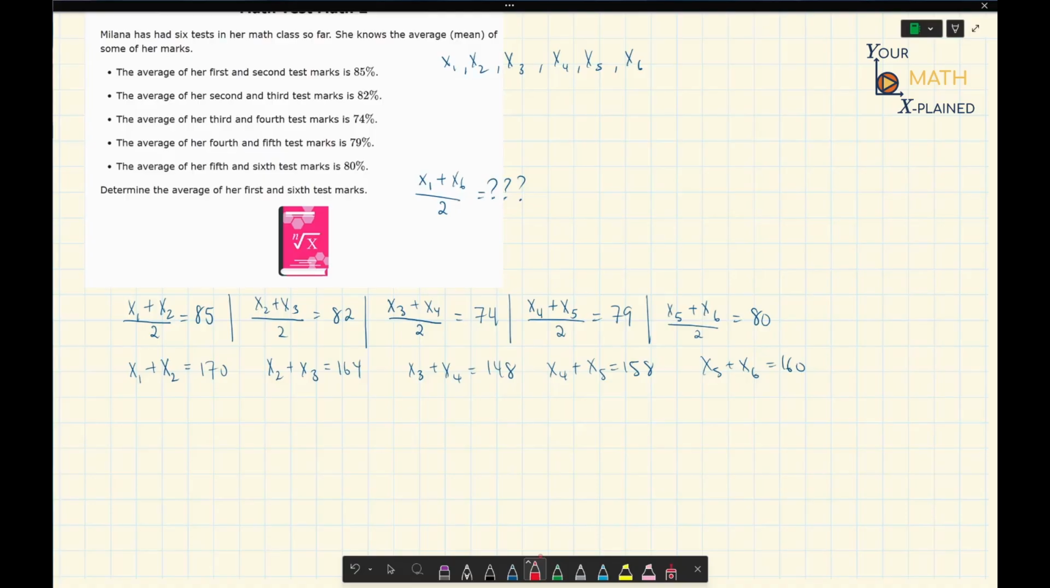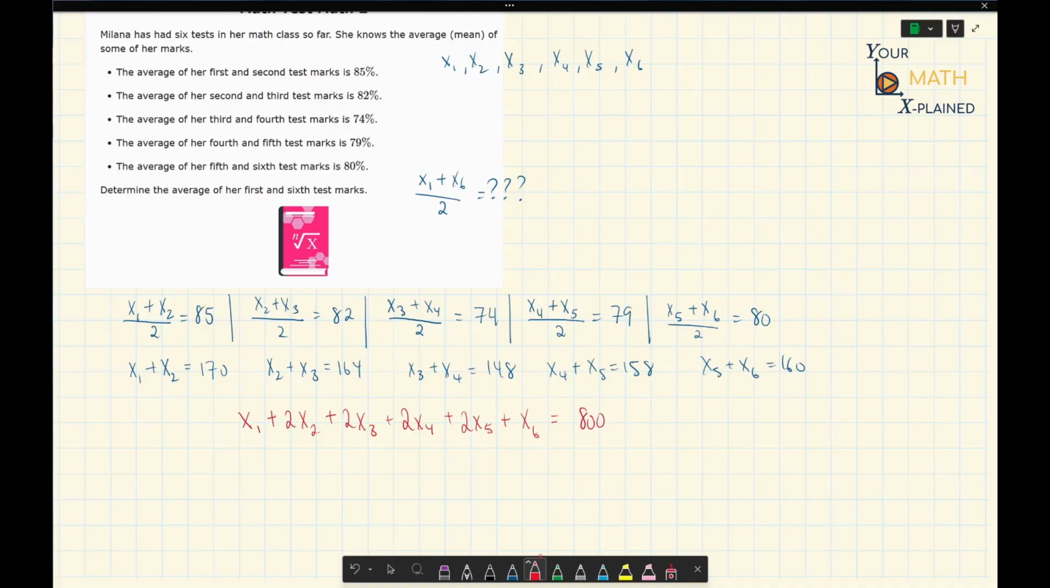Well, if I added up all of the x's on the left side of each equation, I would have x1, 2 of those x2s, 2 of those x3s, 2 of those x4s, 2 of those x5s, and then only 1 x6. So that's encouraging, right? We've got the x1 and x6 showing up. On the right side, since we added up the left side of the equation, we're going to add up the right side of the equation. It turns out those 5 big numbers just add up to 800.